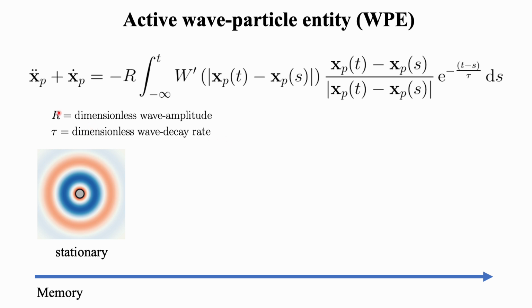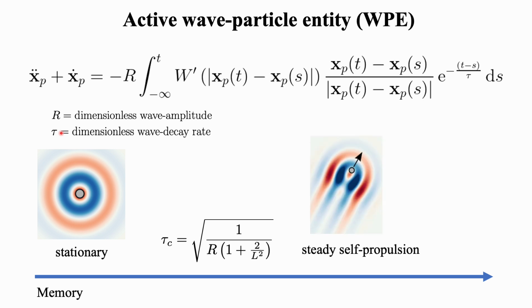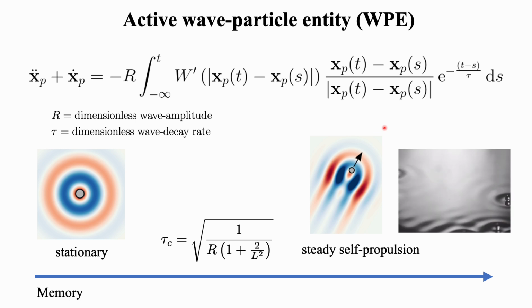If we fix r and vary tau, then at low memory, we have a stationary state of the droplet. This is a droplet simply bouncing and not walking. As we increase this memory parameter tau, then at some point we have a critical value of memory where we have a pitchfork bifurcation and the stationary state becomes unstable and we get a steady walking state of the droplet. And this is what we usually see in the experiment, that the droplet walks steadily across the horizontal liquid surface.